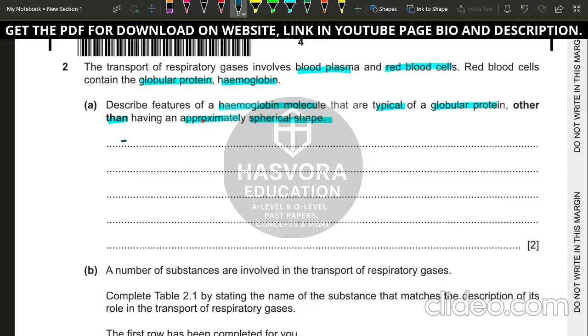So first of all, what I will write is they have hydrophilic R groups pointing out of the core. Okay, or you can say out to the aqueous environment. So let's write it like that. So it will be pointing out to the aqueous environment.